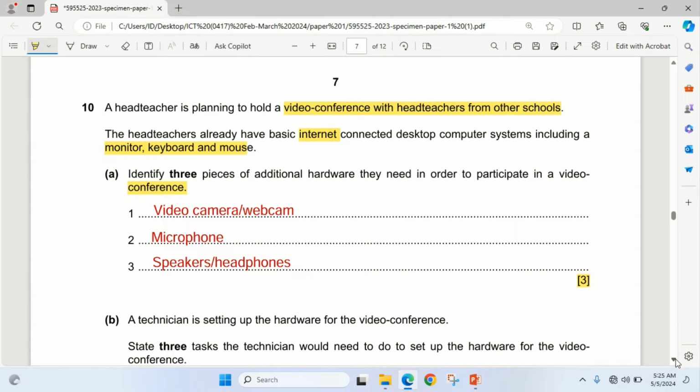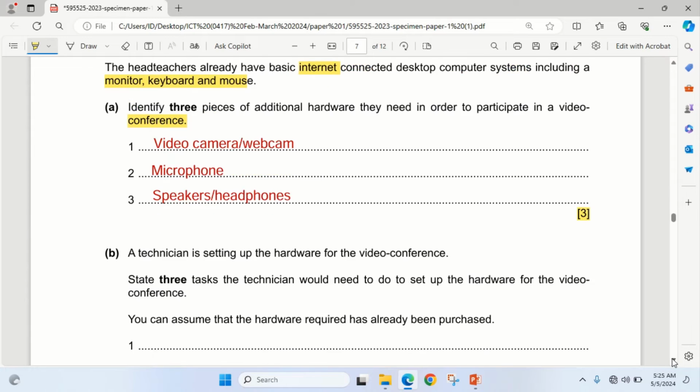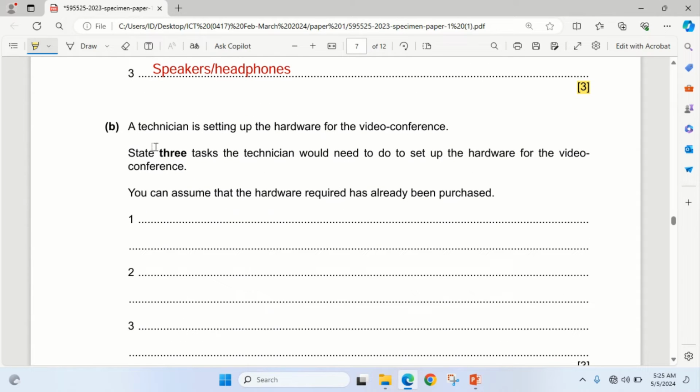Then question 10b says that a technician is setting up the hardware for the video conference. So state 3 tasks. State is the command word there. 3 tasks the technician will need to do to set up the hardware for the video conference. What are the tasks that the technician would follow for that video conference connection? Okay, you can assume that the hardware required has already been purchased, so you don't need to talk about you will need to buy the hardware. No, all the hardware needed are already purchased, they are available. But what are the tasks the technician is going to undergo to ensure a smooth video conferencing session?